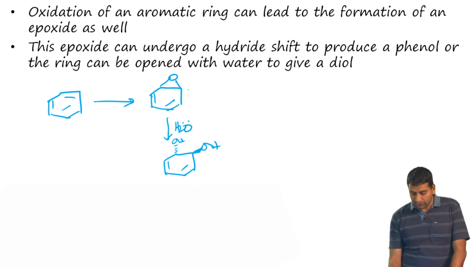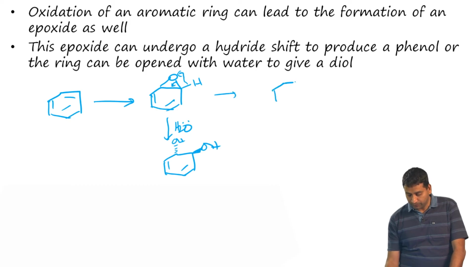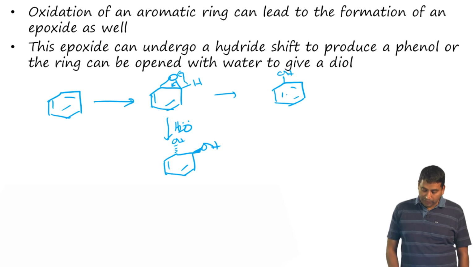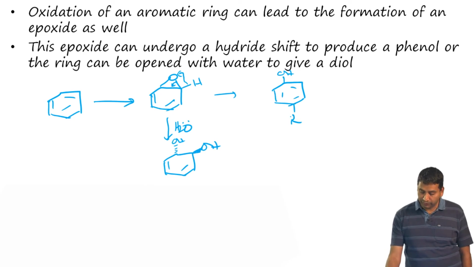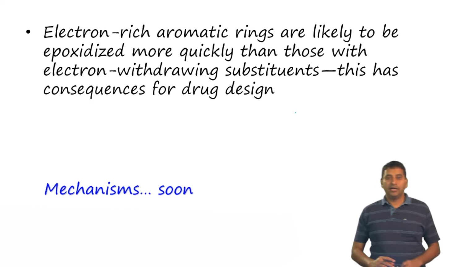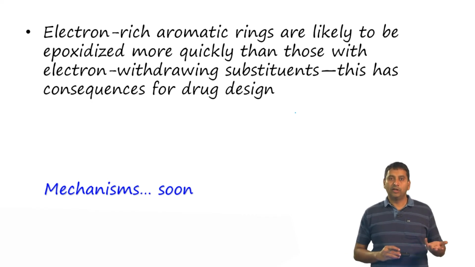But it is also possible that you have a hydride shift that can occur. So, you can think about the hydride shift like this, and it gives you the corresponding phenol, right. So, these are the two possibilities that can really happen, and if you have a substituent on the para position, that is over here, you typically favor the formation of the para alcohol, right. And electron rich aromatic rings are likely to be epoxidized more quickly than the ones with electron withdrawing groups on it. And we will look at some of the mechanisms of these oxidations very soon.